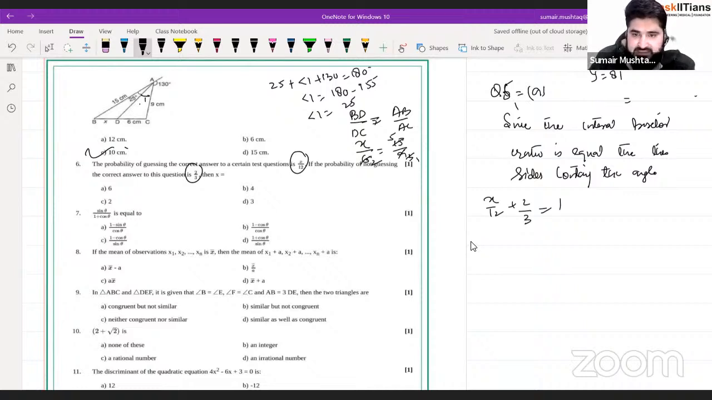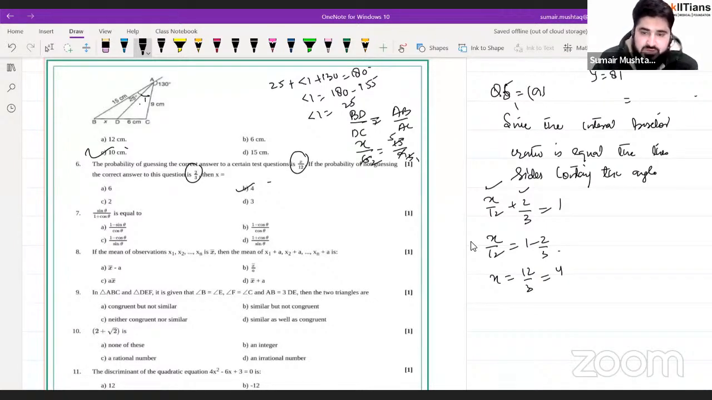Isn't it? Because this is the success, this is the failure. When 2 are there, the sum of the probabilities is always equal to 1, right? Okay, so you can do it. So x by 12 is equal to 1 minus 2 by 3, that's equal to 1 by 3. So x will be equal to 12 upon 3, that is equal to 4. Yes, this is correct. Simple.